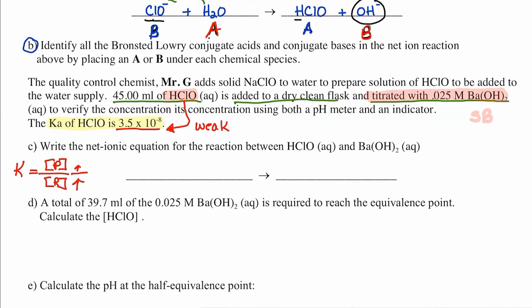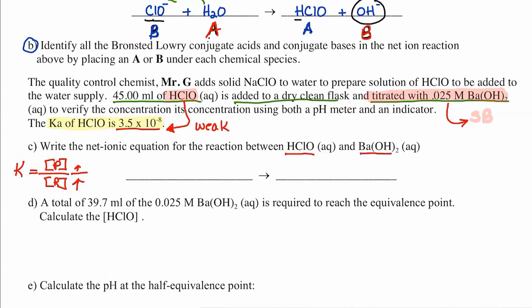So in a net ion reaction, I keep them together only strong acids, strong bases, and soluble salts. And bases can be considered a soluble salt, right? Some strong bases, all strong bases, of course. Okay, so what do we have here? Well, write the net ion equation for the reaction between HClO and barium hydroxide, which we have established is a strong base. It's a soluble salt with a hydroxide.